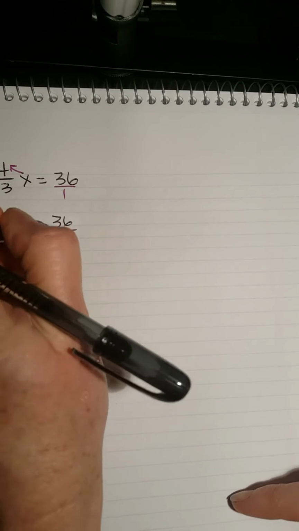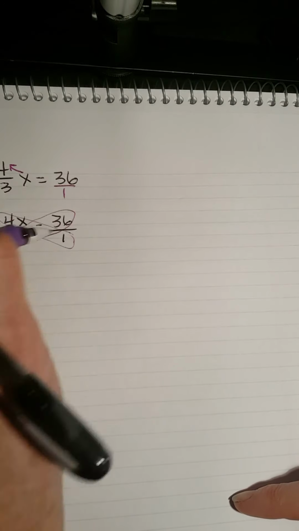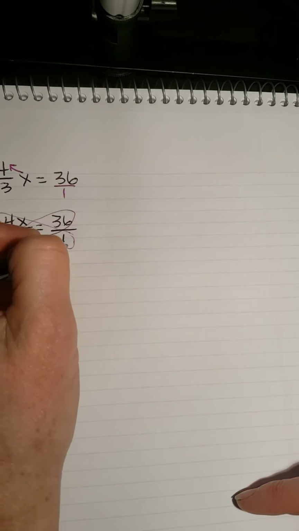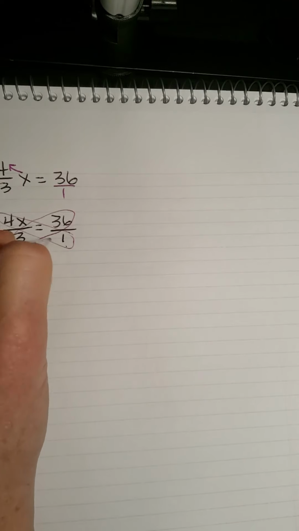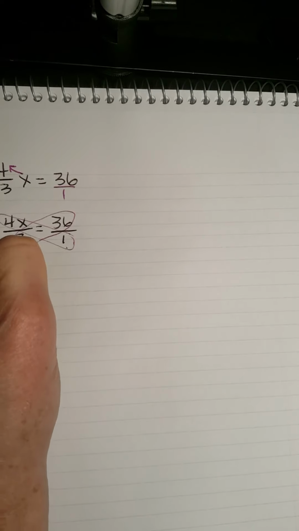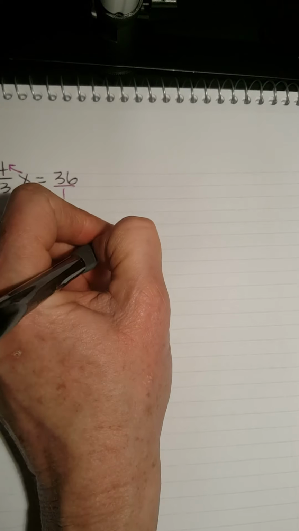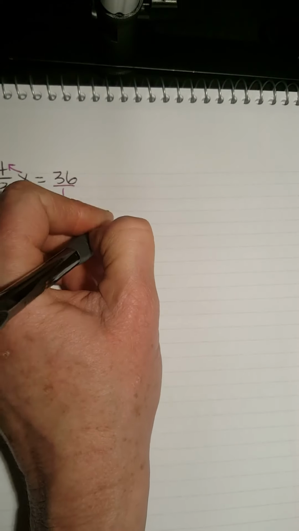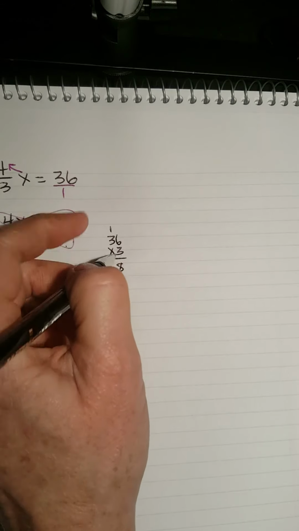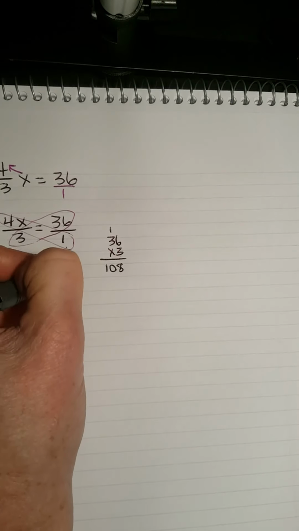I am going to cross multiply to solve this. Again, I like the variable to be on the left. Bring back down your equal sign. So 4x times 1 is 4x. 3 times 36, I'll do over here on the side for you. 6 times 3 is 18. 3 times 3 is 9 plus 1, which is 108.